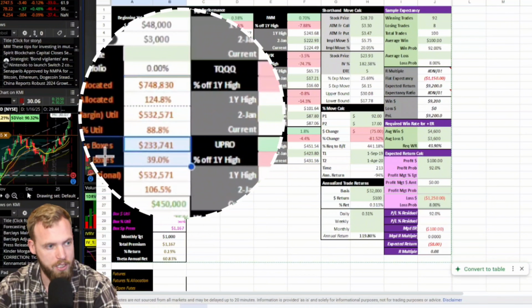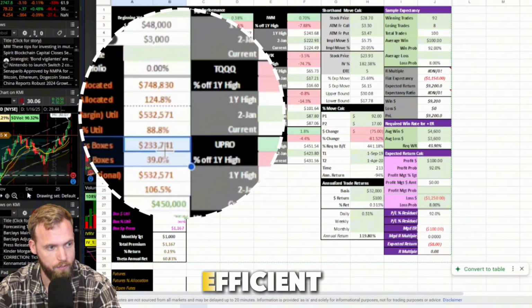Then I purposely have a section that takes out box spreads. The reason why I want to take out box spreads is because a lot of times box spreads are tied to other trades, but it's a place that I park cash to be more efficient.